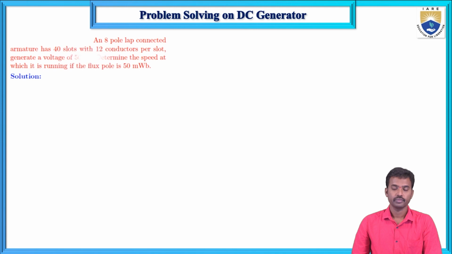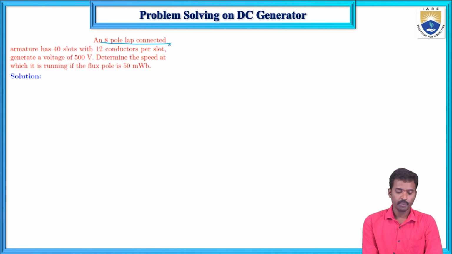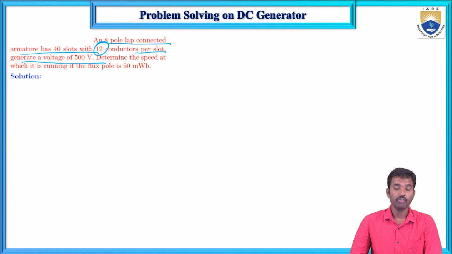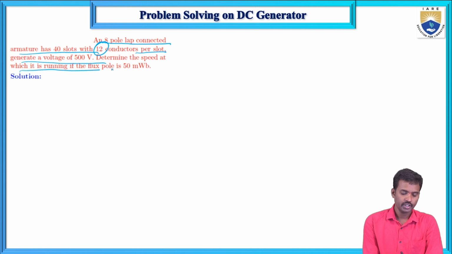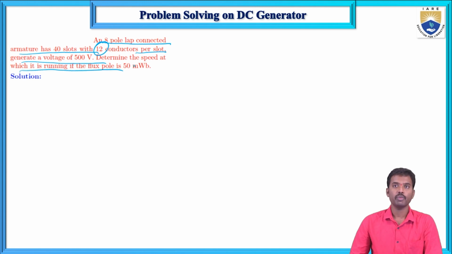Next problem. An 8-pole lap connected armature has 40 slots with 12 armature conductors per slot and generates a voltage of 500 volts. Determine the speed at which it is running if the flux per pole is 50 milliwebers. So here, same thing.